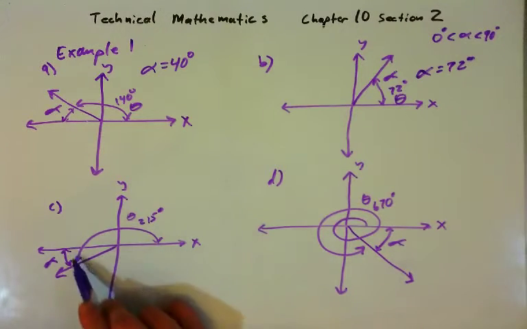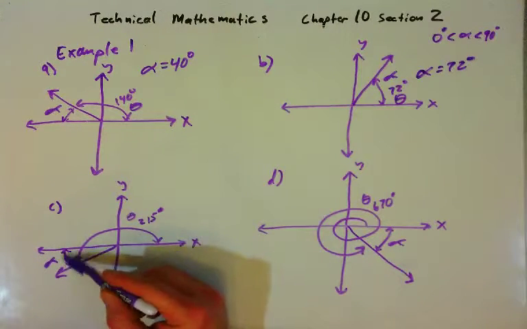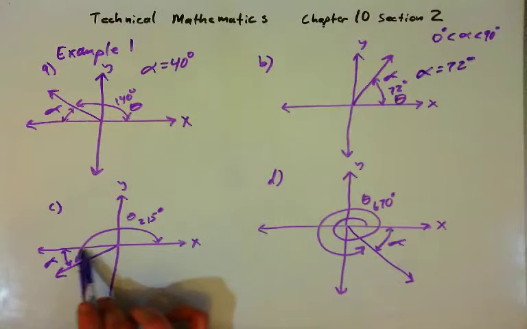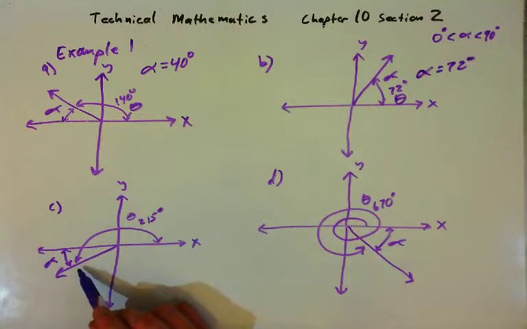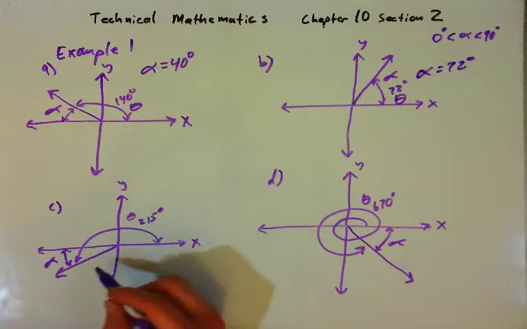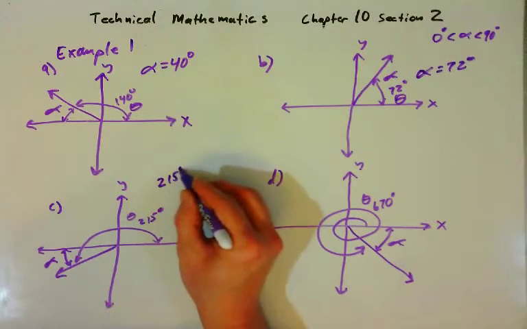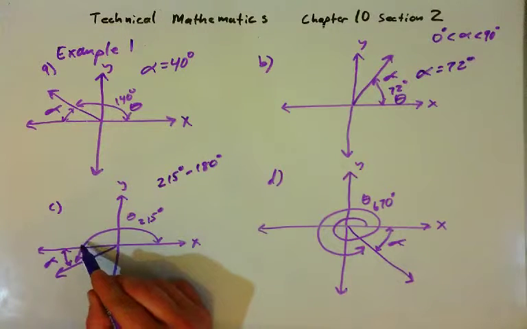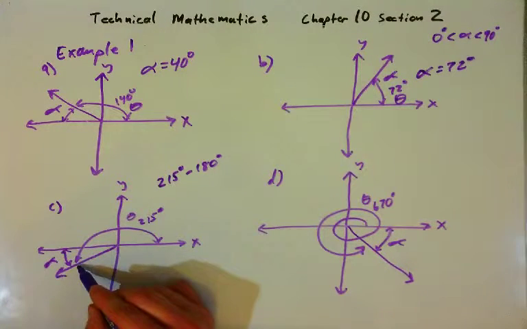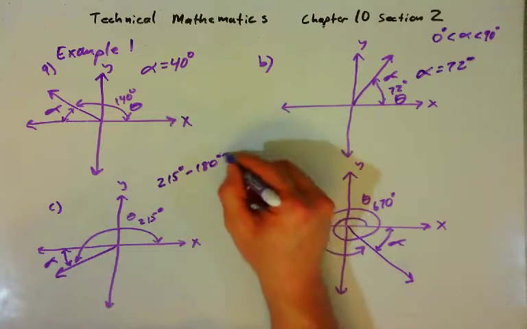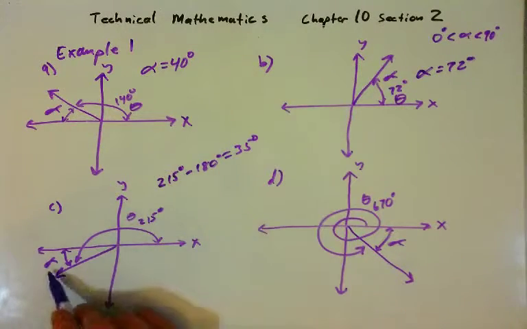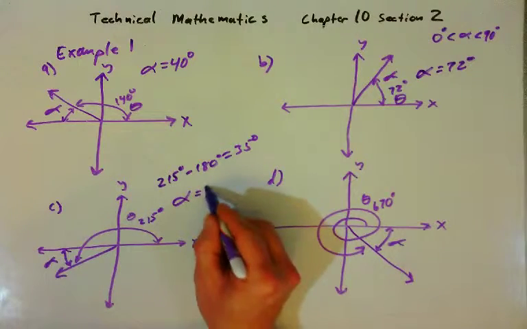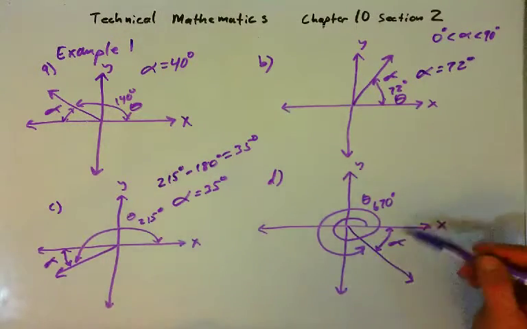And in part C, theta is 215 degrees. We want to know the angle between the terminal side of that angle and the nearest part of the x-axis. The negative x-axis is 180 degrees. If we're looking at 215, then alpha must be the difference between 215 and 180. 180 takes us to the negative x-axis. How many more degrees do we need to go to get to 215 altogether? The answer is 35 degrees, so that's what alpha must be. In part C, alpha must be 35 degrees.